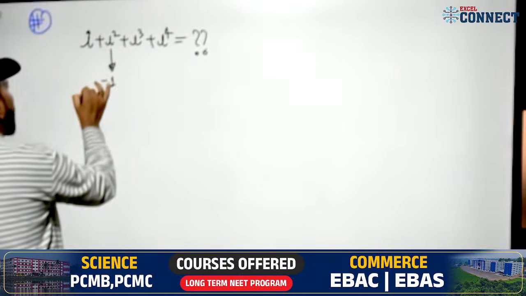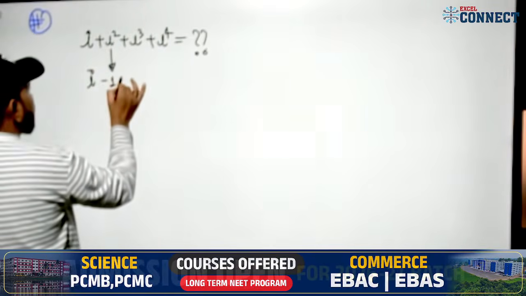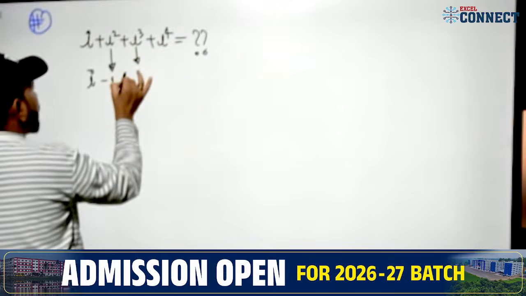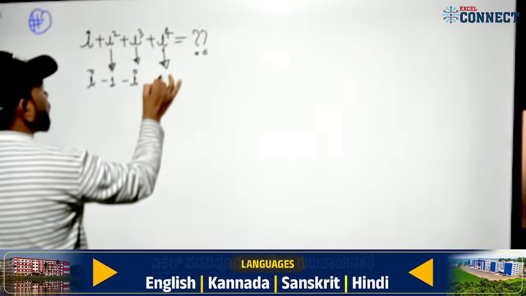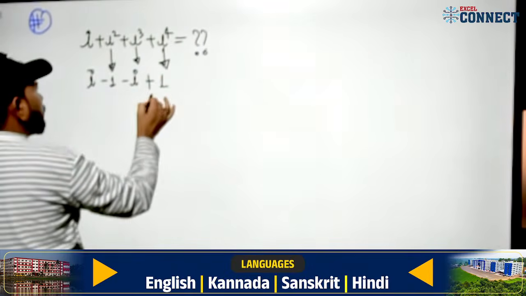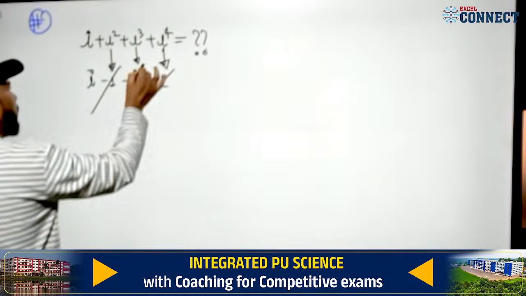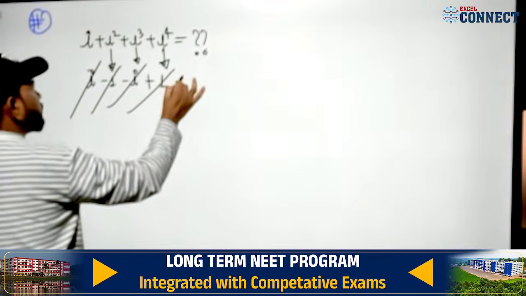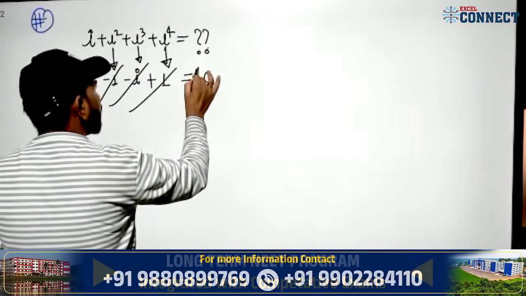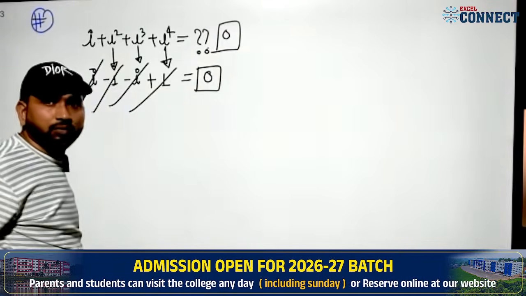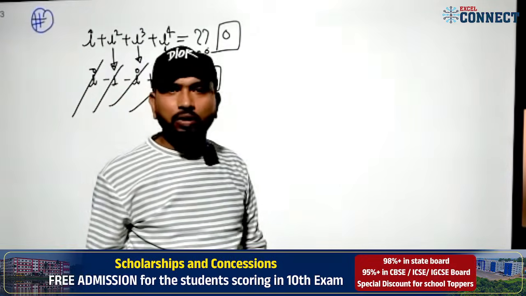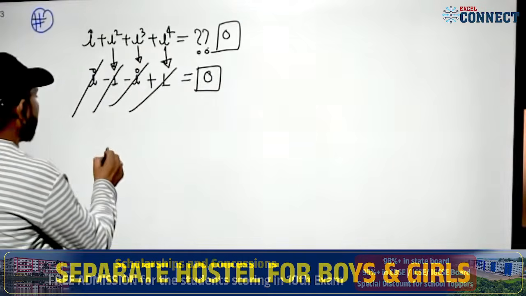Iota square is minus 1. Iota is iota only. Okay, sir, I know iota cube is minus iota. And iota power 4 is 1. So plus 1. The 1s cancel, the minus iota and iota cancel, what remains is 0. So the value of this is 0.